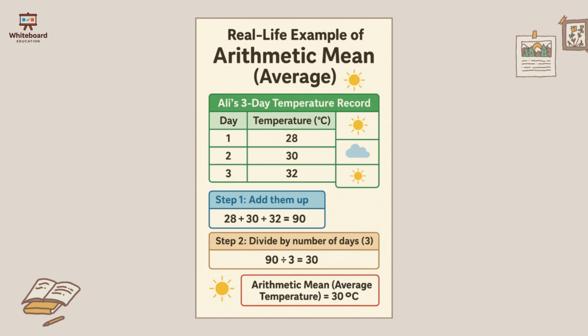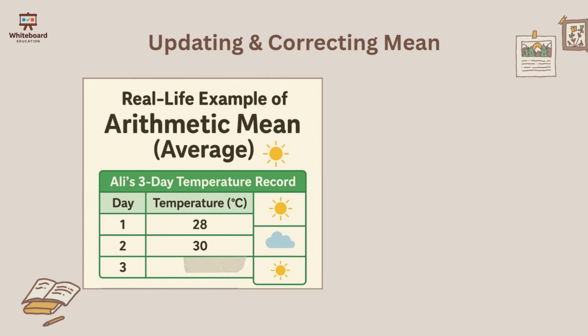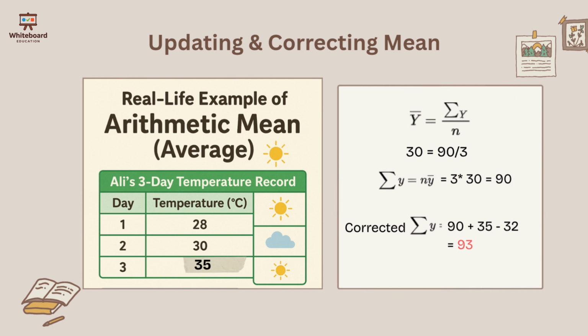Easy, isn't it? Now here is the twist. Ali accidentally wrote the wrong observation on the 3rd day, which was 35 instead. So to correct that, we need to do the following steps. First, we use the same formula as we used before, just to make sure that we calculated correctly according to the previous observations. Next, we modify the original formula as summation of y equals n multiplied by y bar, which is also equal to 90, which is the sum of all the previous observations.